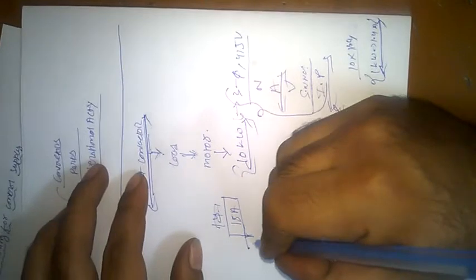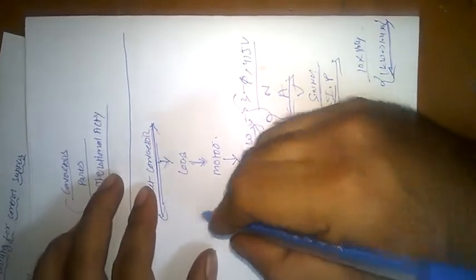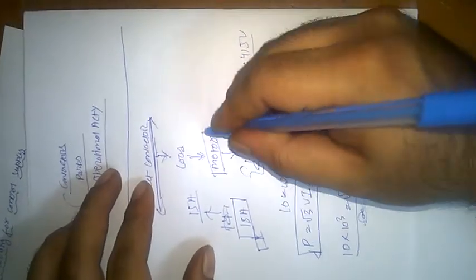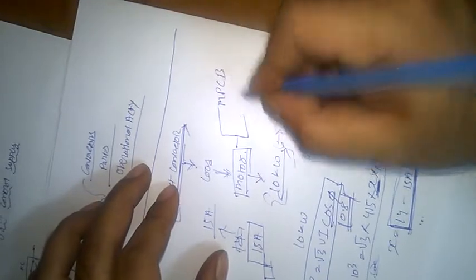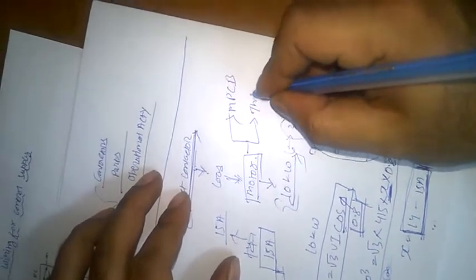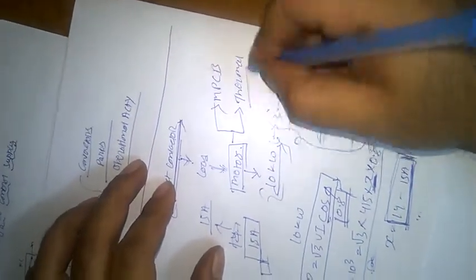So these 15 amps mean the contactor selection will be a 15 amp contactor. If we are using a motor, to give it more protection, either we can use an MPCB or we can use a thermal relay. Right now I don't have an MPCB to show you. I am going to show you a thermal relay.